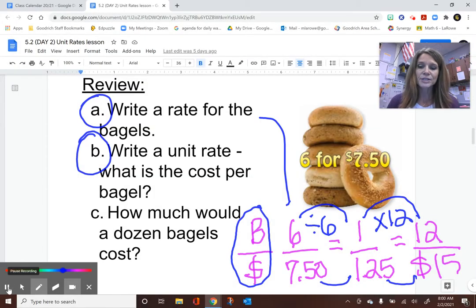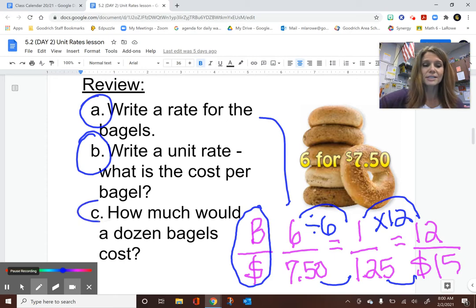We find unit rates by doing division, breaking it down into just one bagel, not how many bagels you can buy for $1, because you can't just say, well, all I have is $1. Can I just have a piece of a bagel? It's not going to happen. You have to buy the whole complete bagel. So we find that it ends up being $1.25 per bagel because we split the money by 6 as well.